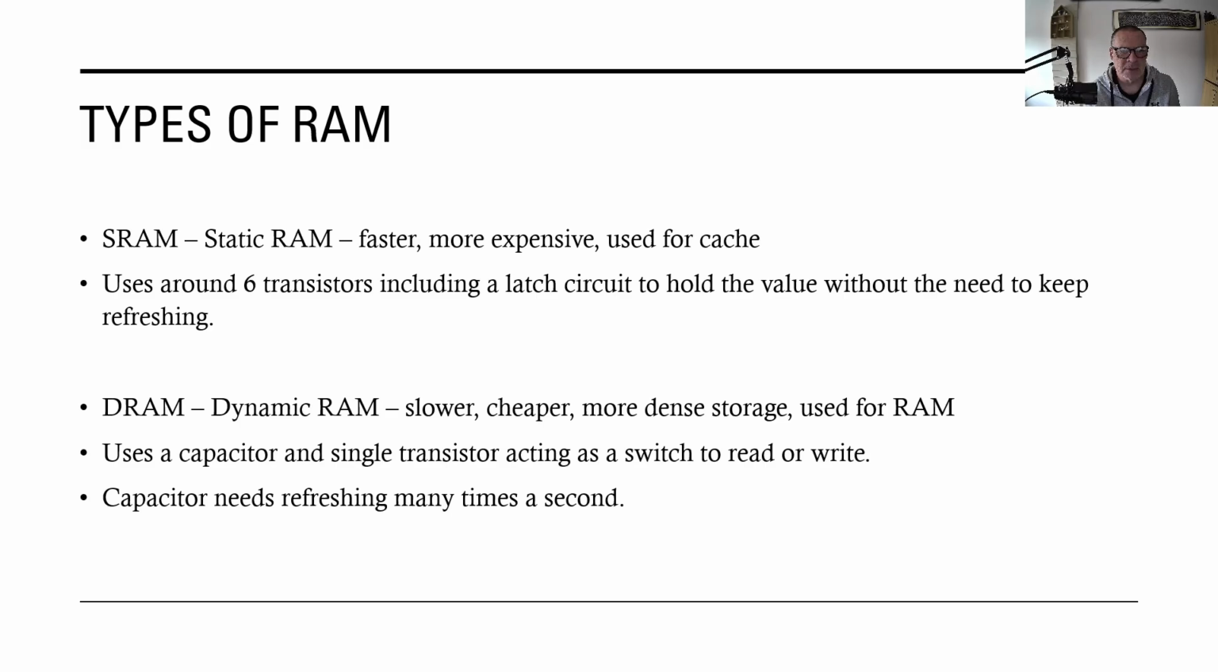It uses a capacitor and a single transistor, which acts as a switch to allow for reading and writing. But the capacitor, because it loses its charge over a very short period of time, needs to be refreshed multiple times a second to keep that data up to date and keep it holding its value. So they're the two different types, and you need to be able to know how they're made, what sort of basic structure they have, and the advantages and disadvantages of each kind of memory.